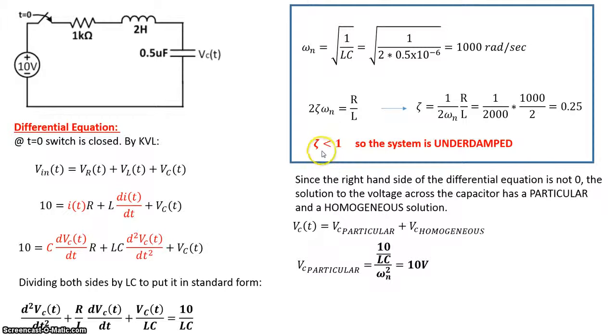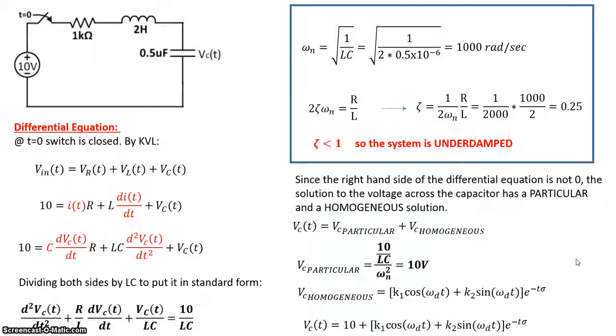Now for the homogeneous solution, because zeta is less than 1, we'll have an underdamped response, and that takes the form of VC homogeneous is equal to K1 cosine omega d t plus K2 sine omega d t, and the whole thing is multiplied by e to the power minus sigma t. Okay? This is the homogeneous solution. K1 is unknown, K2 is unknown, omega d is currently unknown, and sigma is unknown. So let's figure those out.